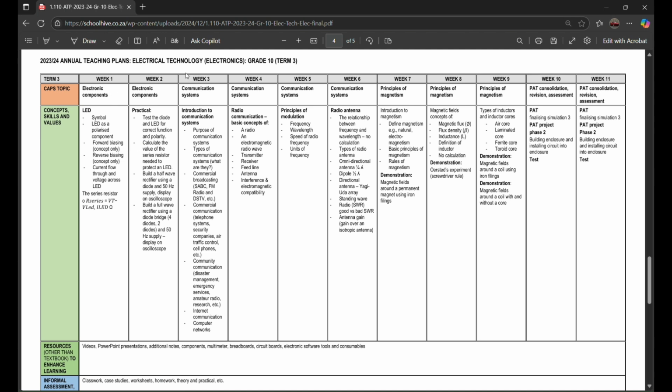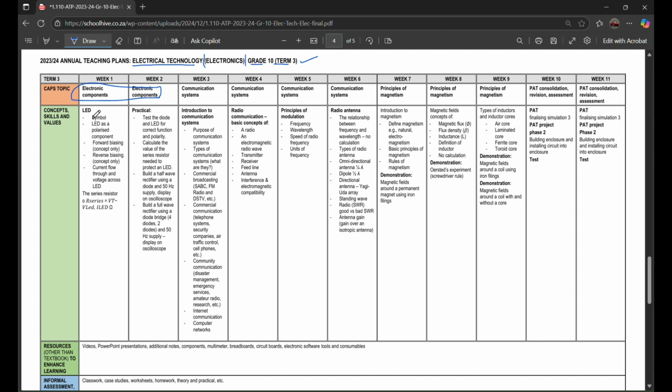Good day. Today, we deep dive into Electrical Technology: Electronics, Grade 10, Chapter 3, scope. Within week 1 and week 2, we're going to be covering the same main topic of electronic components.